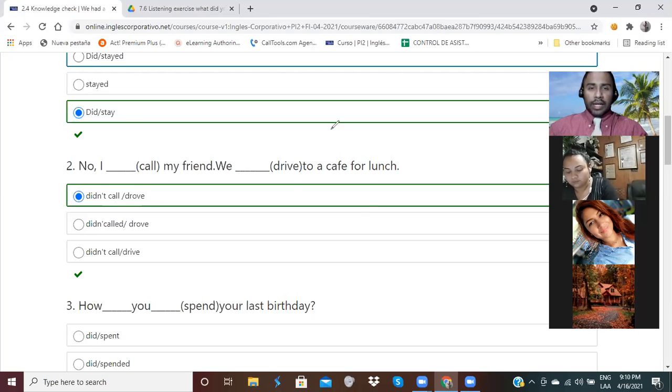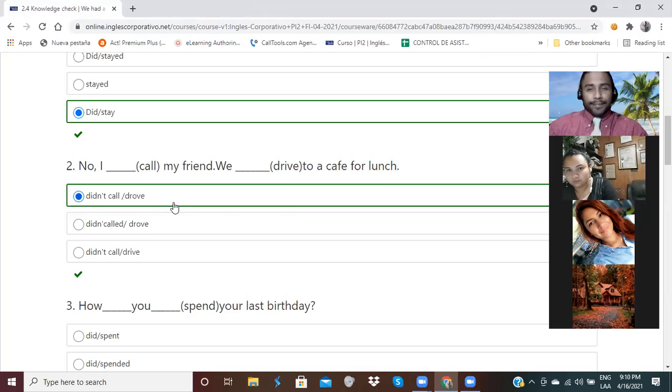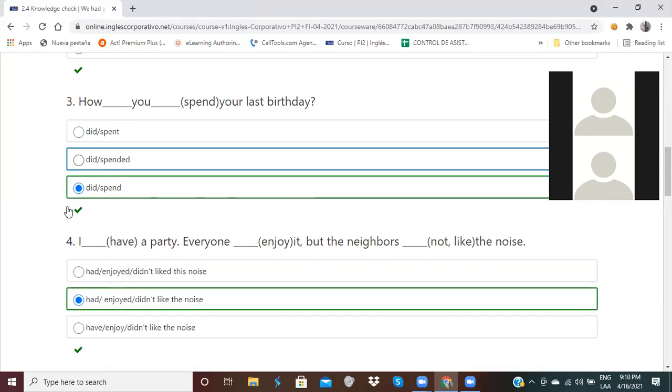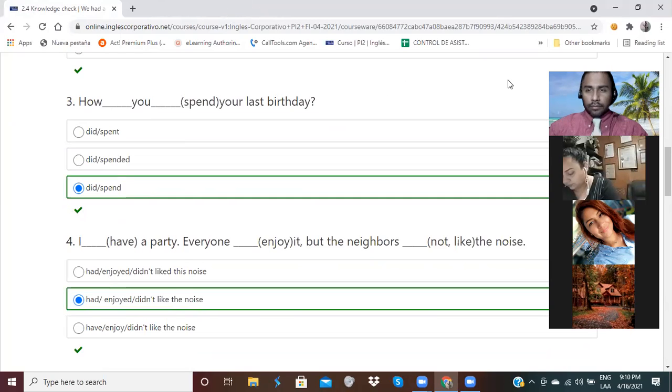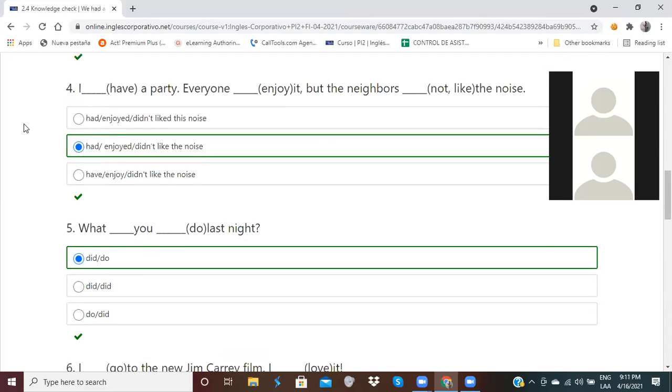Do you know what is a cafe? Like restaurant? Una cafeteria, un comedor. Okay. Thank you, Ivis. David, Ernesto, number three. How did you spend your last birthday? Perfect. Excellent, David. Number four, Marta Menjivar.